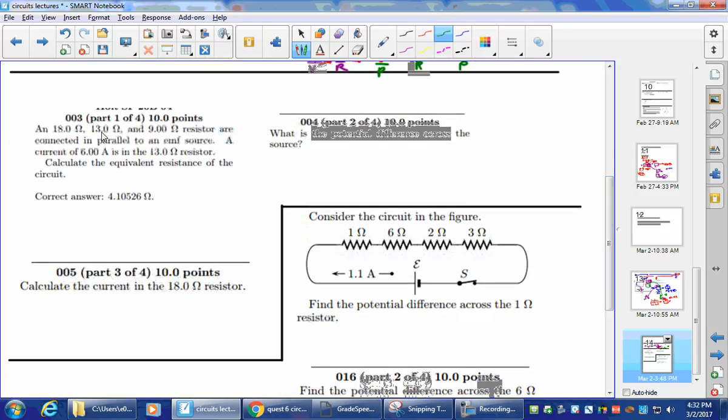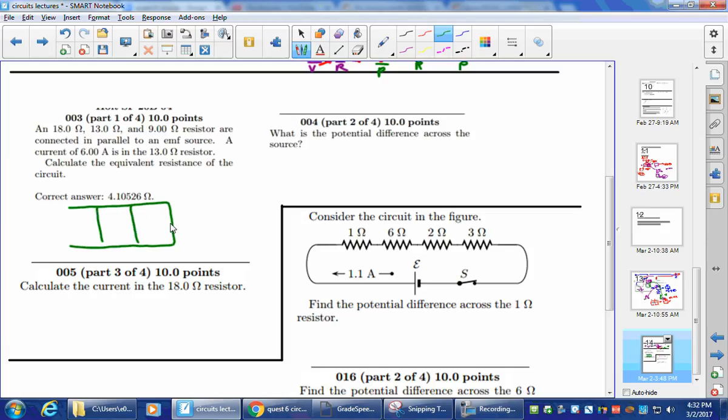Okay, 18 ohm, 13 ohm, and 9 ohm are connected in parallel to some source. I'm going to draw that right away. For all these problems, you should draw them so that you know what they look like. Otherwise, they're going to be tough. All right. So you have 18 ohms here, 13 ohms here, and you have 9 ohms here.